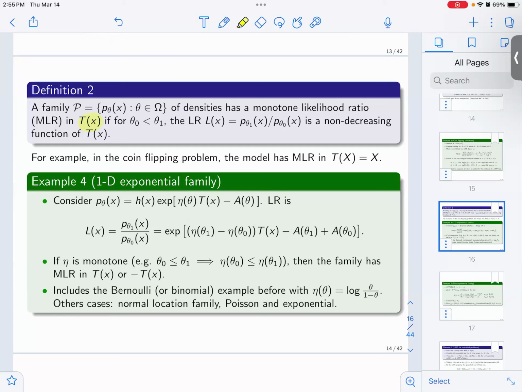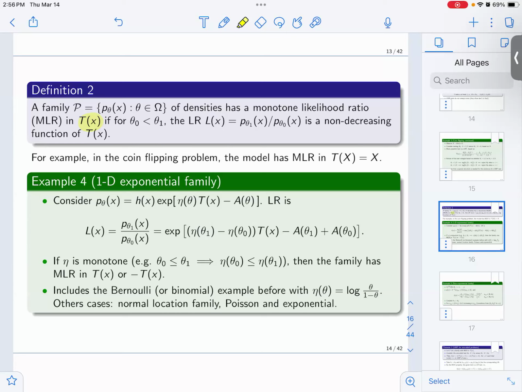In our case, it was just X. Whenever theta naught is less than theta one, the likelihood ratio is, for example, a non-decreasing function of T of X. So this likelihood ratio depends on theta one. If theta naught is less than theta one, I want the likelihood ratio to be non-decreasing. Or you can say non-increasing. It should be monotone either way, because I can change T of X to negative T of X.